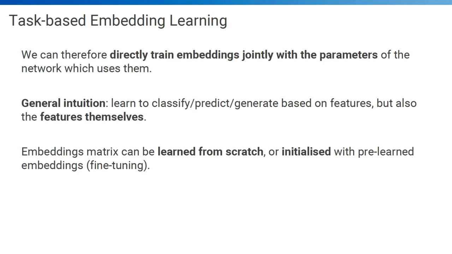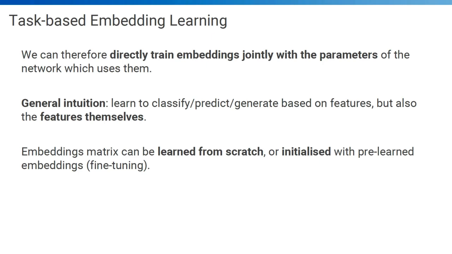And the general intuition behind this is that we are not only learning to predict, classify, or generate based on these embeddings as features, but we're jointly learning the features themselves. We're trying to find out what the salient features are for my task. This embedding matrix, as just another set of parameters in the network, could be learned from scratch. So we could randomly initialize it and learn it based on the task. Or we could initialize it with embeddings we learned from some other source, like Word2Vec over another corpus.